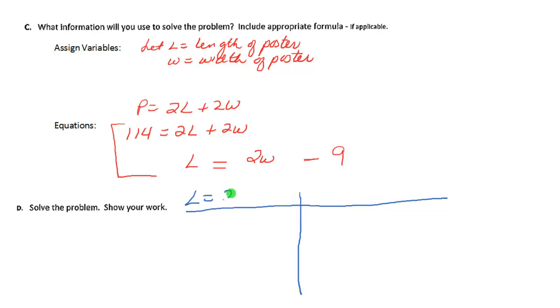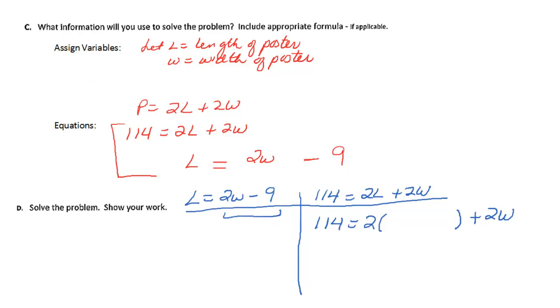So let's put our one equation here already where we've already isolated the L. And then here's our other equation. And we are going to replace L. So put a parenthesis. Rewrite your equation, put a parenthesis, and then we're going to substitute this 2W minus 9. That's going to come over here where L is. 2W minus 9, because we've substituted it from the equation on the left.